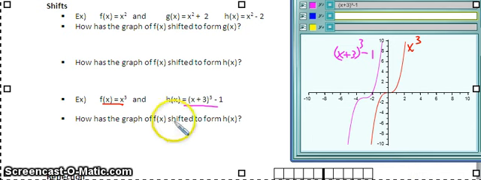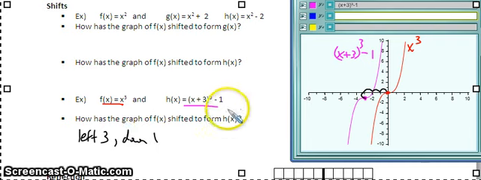Okay, so once you've done that, what has happened to my graph? So the easiest way to do this is to look at the intercept. So the intercept is here at 0, 0 for my parent function, which we discussed the other day, and now it's moved to over here. So notice what's happened is that I've shifted to the left 1, 2, 3, and I've shifted down 1.